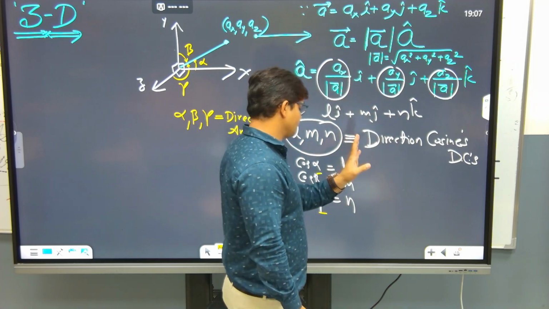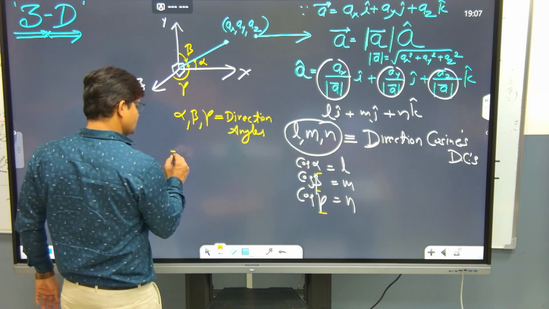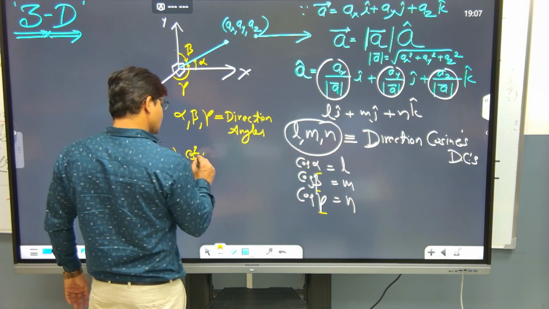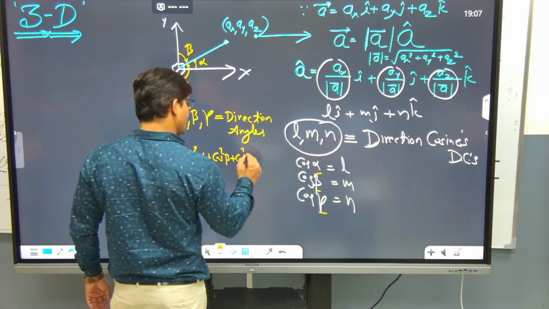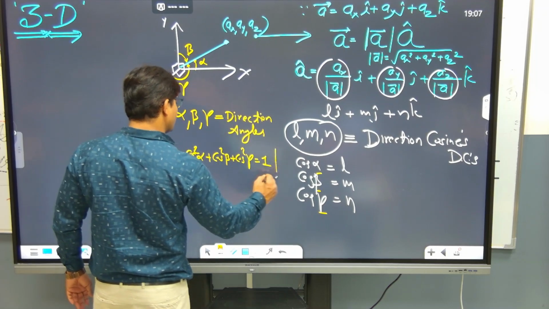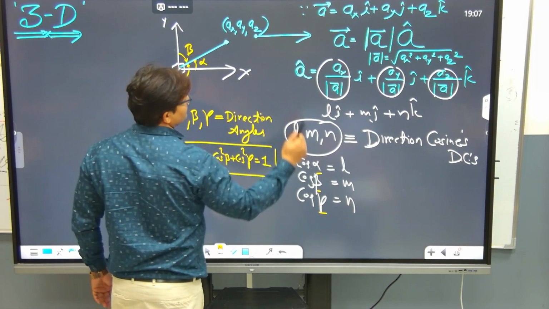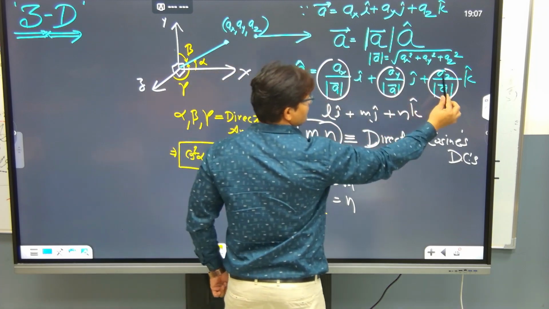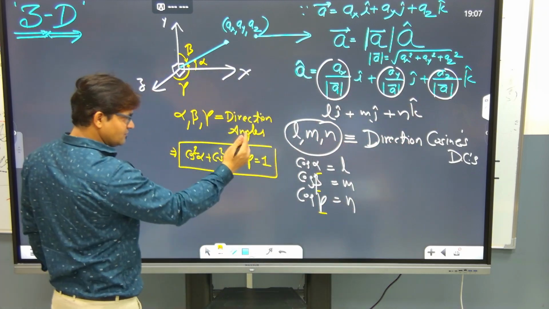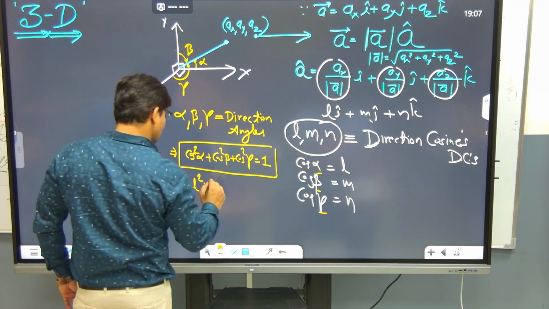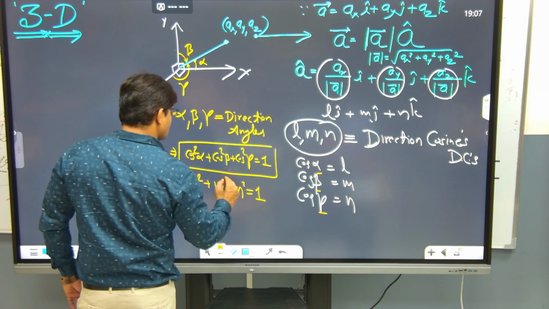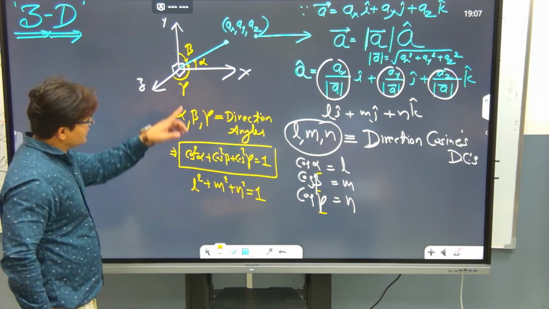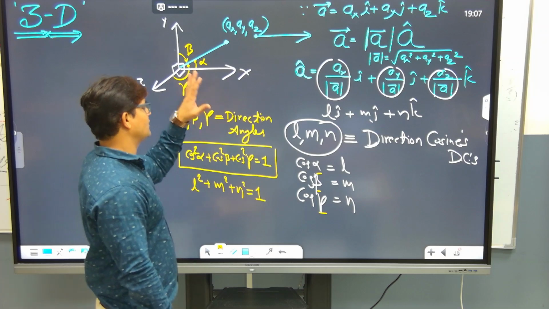So by that logic we have one important relation here: cos square alpha plus cos square beta plus cos square gamma is always 1, by the concept of unit vector. Or even in terms of l, m, n we can write this as l square plus m square plus n square equals 1. So alpha, beta, gamma are direction angles, while cos alpha, cos beta, cos gamma are direction cosines.